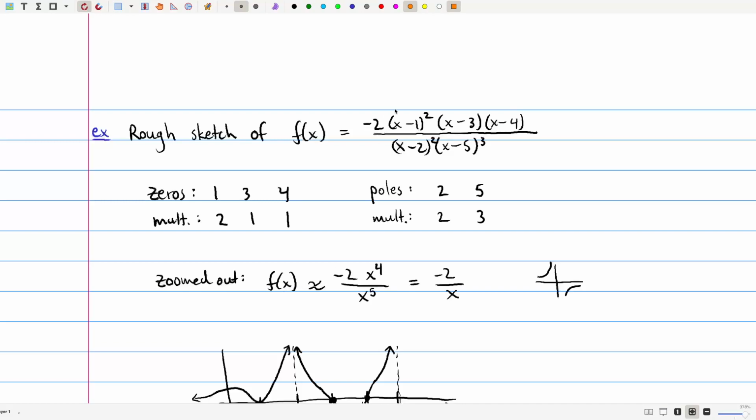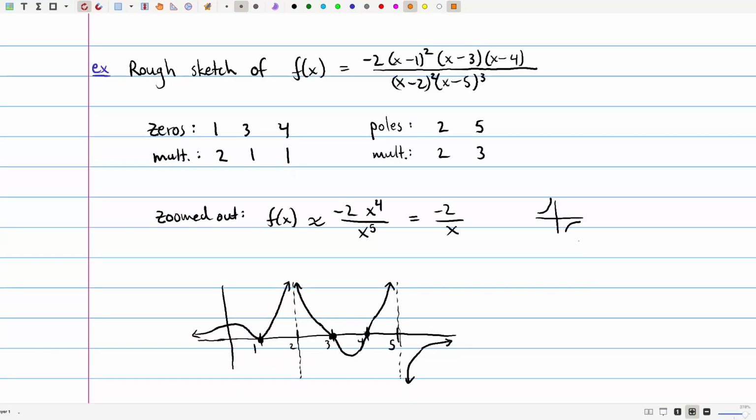f of x is, so how do you get the leading term from a factorization? What you can do is you can just delete all the constants. So we've got minus 2 times x squared times x times x. So that's minus 2x to the 4. And the denominator is x squared times x cubed, which is x to the 5. And that simplifies to minus 2 over x. So our approximation, when zoomed out, should look like 1 over x, but flipped over and stretched by a factor of 2.